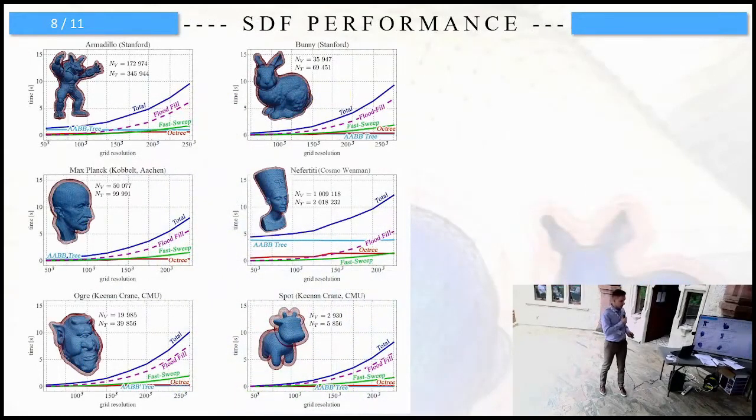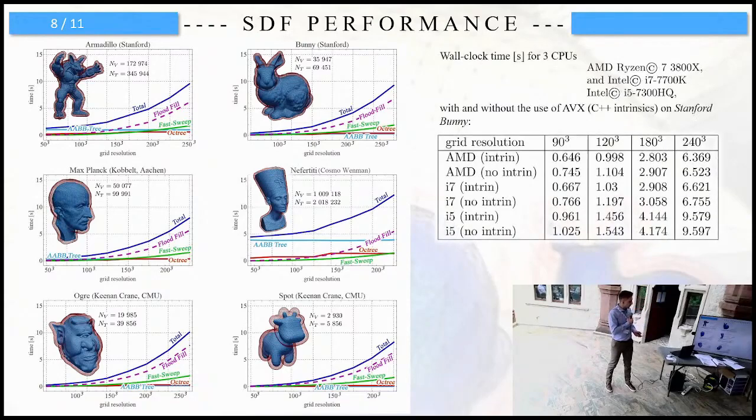Now, we tested the performance of the SDF algorithm for 6 different meshes. You can see that a lot of them, well, the most interesting thing is that the AABB tree construction is independent, of course, of the voxel size, of the voxel resolution. And we also did that for 3 different CPUs, as you can see.